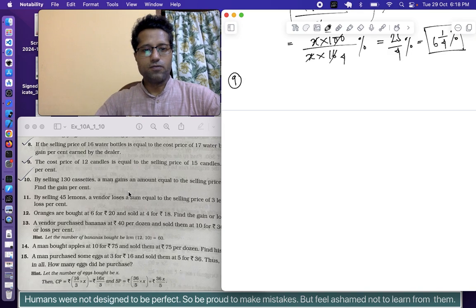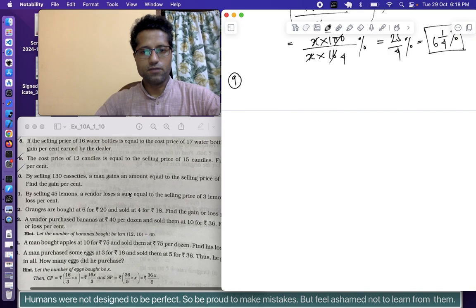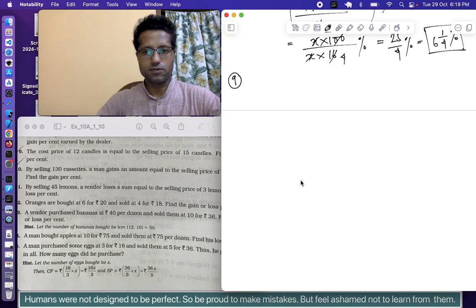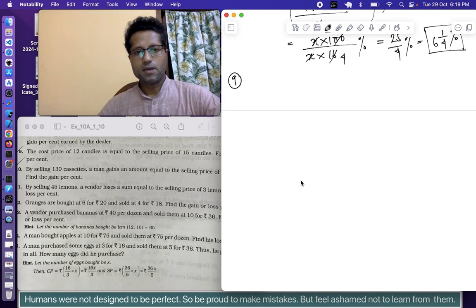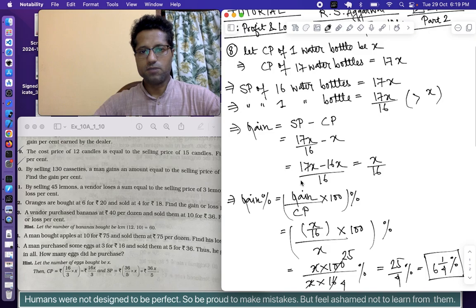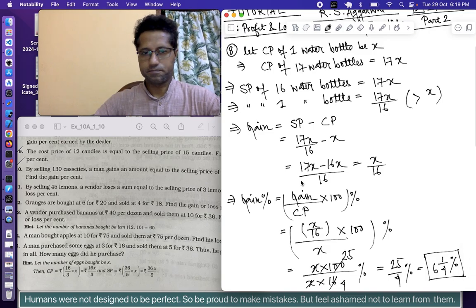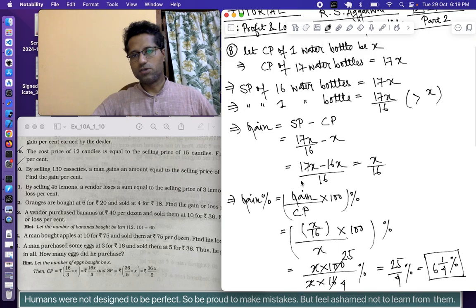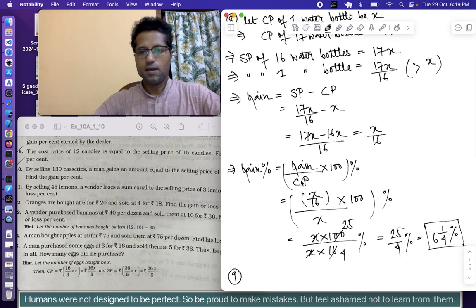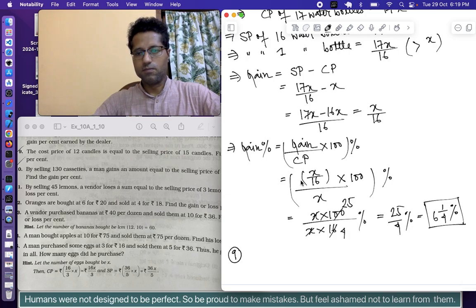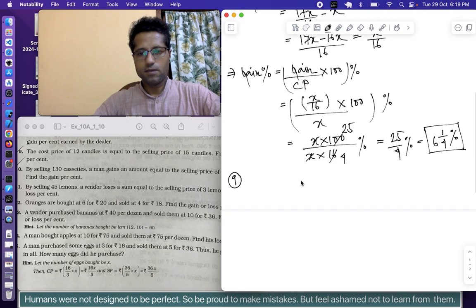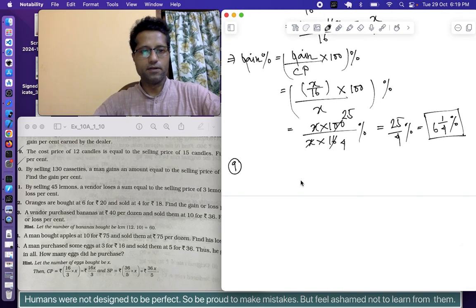The cost price of 12 candles is equal to the selling price of 15 candles. Find the loss percent. It is exactly the same as question number 8, but anyway, let's do it. In the previous problem, we assumed that the CP of one water bottle is x. So the entire calculation of CP, SP and the gain percent was based on one water bottle. It is not necessary to solve this problem like that. Question number 8 is one way of solving the problem. Question number 9, let's try to solve it in a different way.